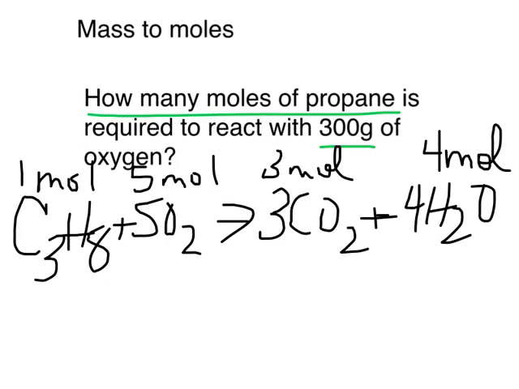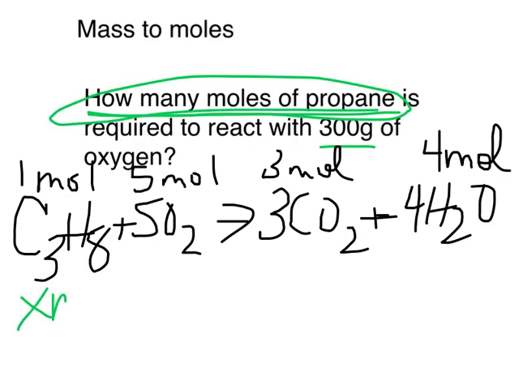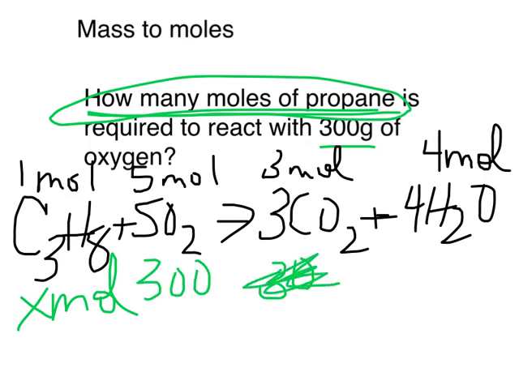Okay, let's look at a mass to mole problem. So the mass to mole problem, you're given a mass and you have to determine the amount of moles that are going to be produced or consumed. So how many moles of propane? I have the question written with the mole ratios on top. So X moles for propane and 300 grams of oxygen, right? I'm going to put under the right one. Okay, so I look. Mole over mole is fine, and then I have mole over gram.